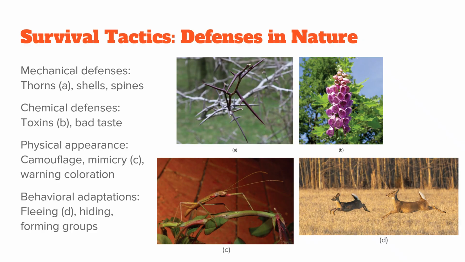Defense strategies fall into broad categories ranging from mechanical defenses like spines and shells, chemical defenses like toxins and distasteful compounds, physical appearance, including camouflage, mimicry, and warning colors, and behaviors like fleeing, hiding, and group formation. We'll explore each of these defense strategies on the next few slides.